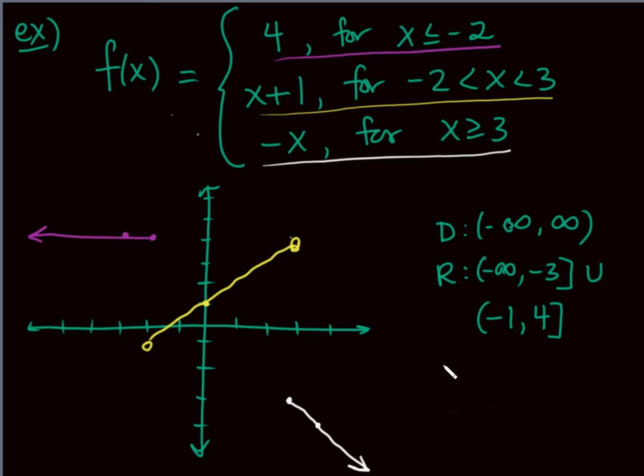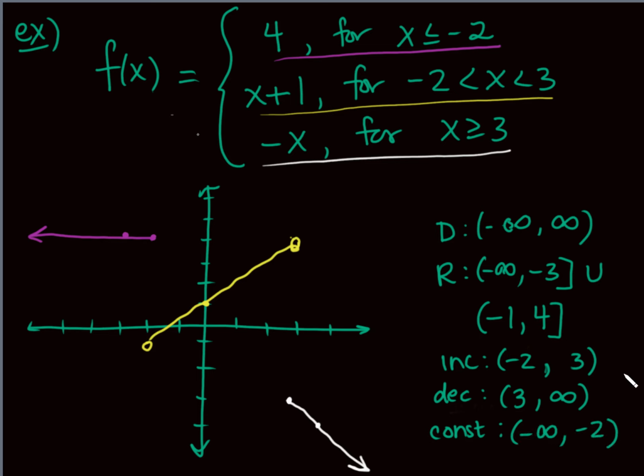So that's pretty cool. Where are we increasing? We're increasing from -2 to... not -3, +3. Oh my goodness, Sarah. -2 to 3. Where are we decreasing? Well, we start decreasing at 3 to infinity. And then look at this one. This one's kind of fun because where are we constant? We're constant from minus infinity all the way up to -2. Again, all of these being open intervals.